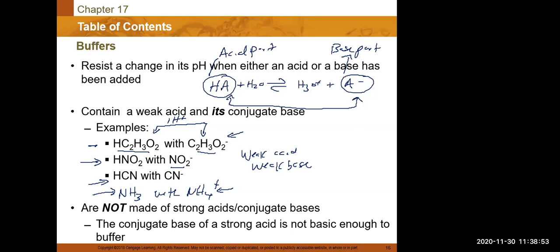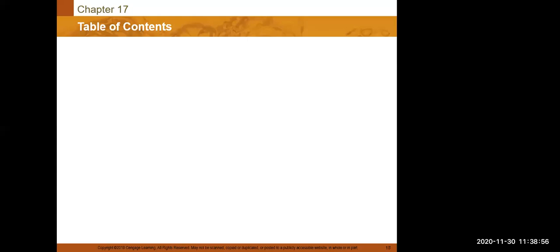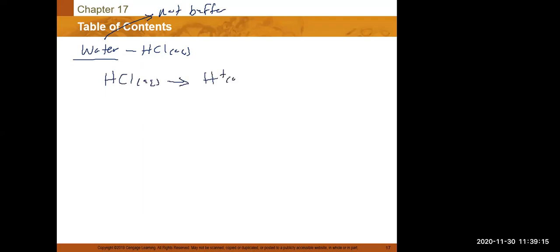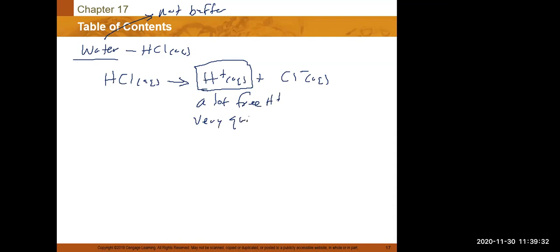So how does it actually work? So let's talk about really what happens with a buffer and sort of how it works. Let's say we added HCl, hydrochloric acid, to water. Water is not a buffer. And if we added that to water, it's going to 100% break apart into H plus and Cl minus. And what happens though is we have just created a lot of free H plus very quickly. And because the H plus concentration went up, we would expect the pH to go down.